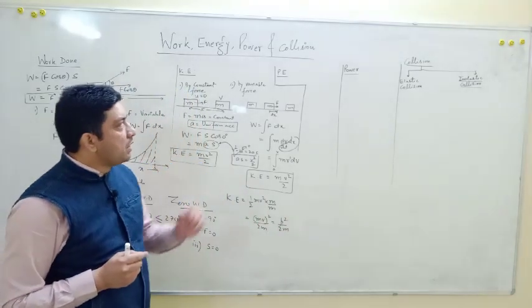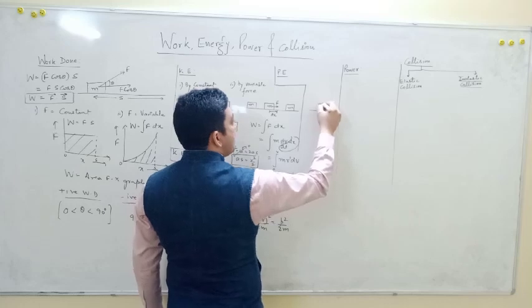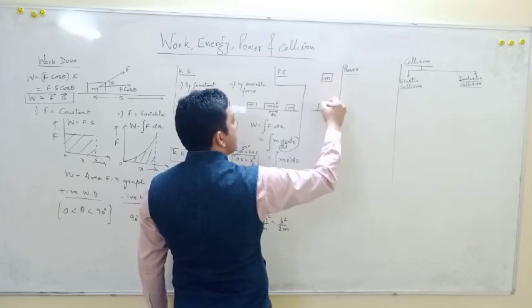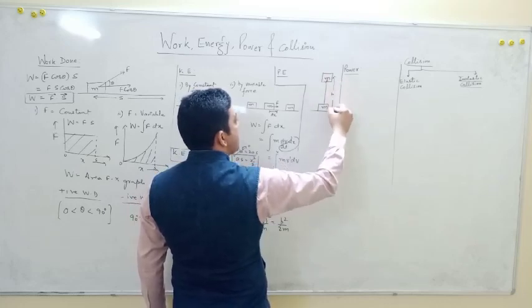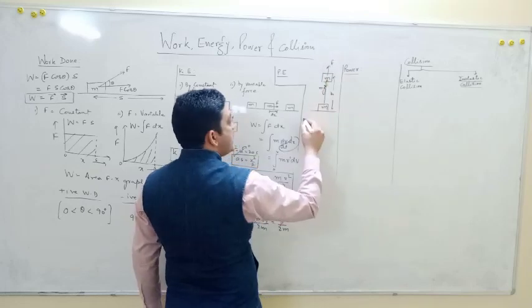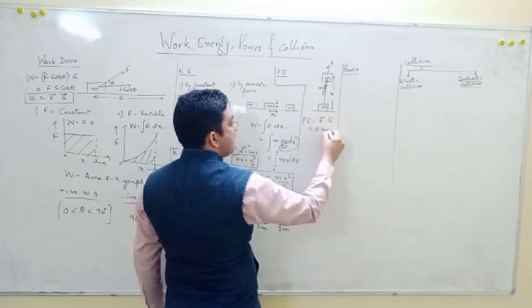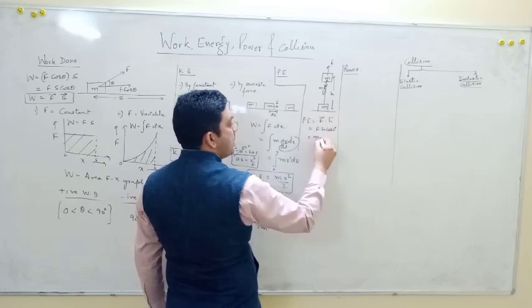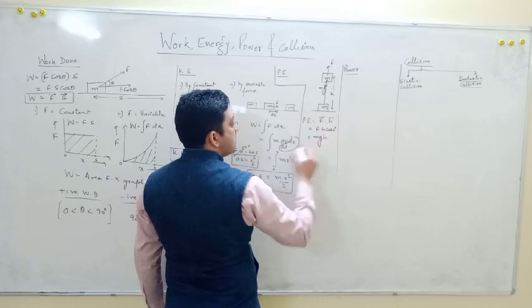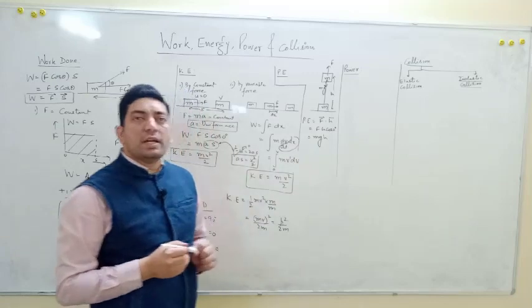Now what do you understand by potential energy? If there is a block of mass m and you are lifting it up to a height h, and you are applying a force equal to its weight, then potential energy will be force times displacement, so that will be F h cos 0. The force you are applying is mg, so potential energy is mgh.